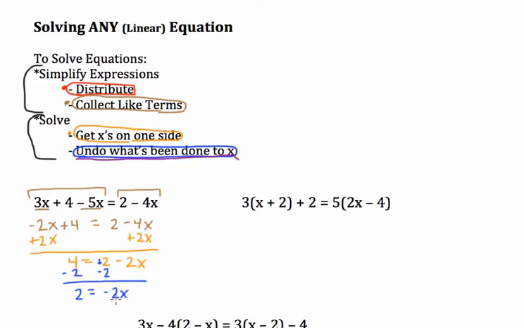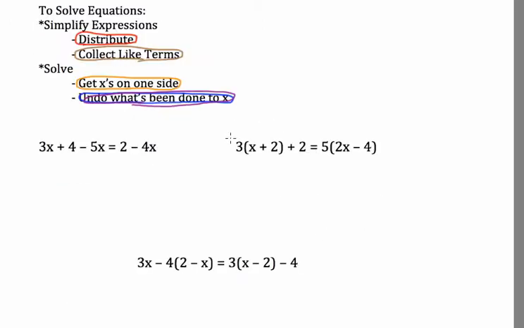To undo timesing by negative 2, again, go to the side to the x. Some people are confused. Do I divide by negative 2 or divide by that positive 2? You always want to undo what's been done to the x. So we're going to divide by negative 2. X equals negative 1.